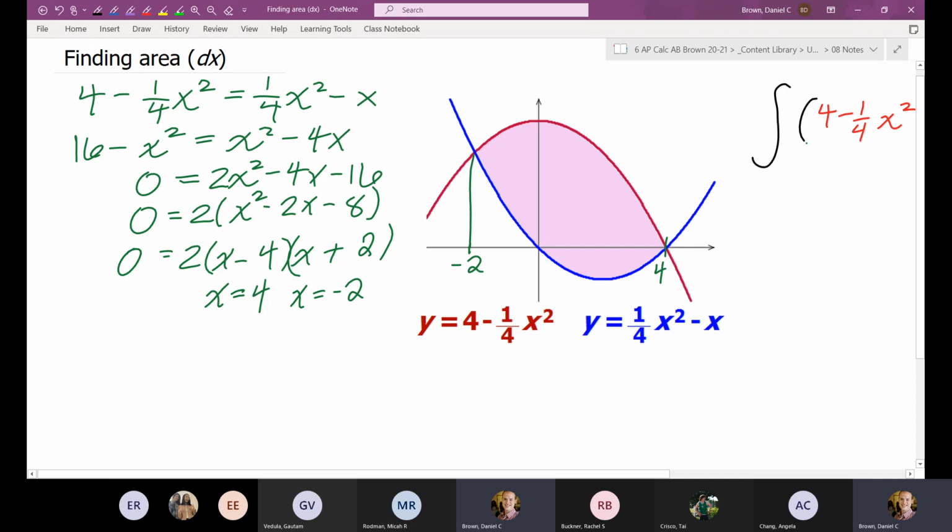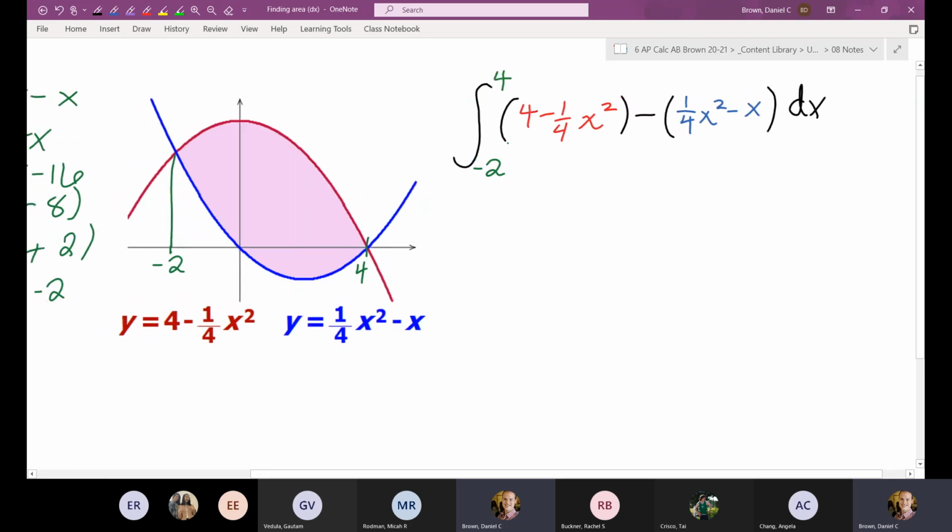Where did those numbers go? Always go in order, because the area between graphs is always positive. Going back to my integral, and I'll scroll over in a second, this area starts at negative 2 and ends at positive 4. Questions so far?